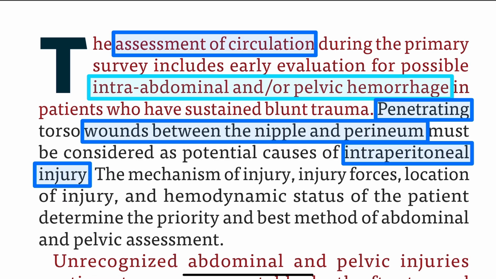Penetrating wound between the nipple and perineum may cause intraperitoneal injury. So remember this landmark, nipple to perineum.